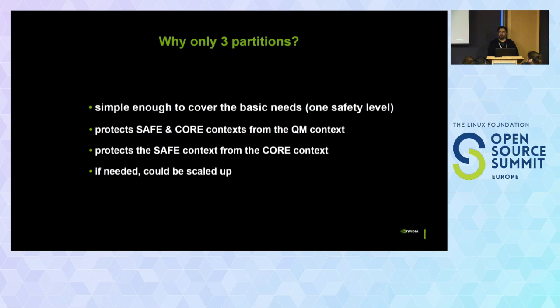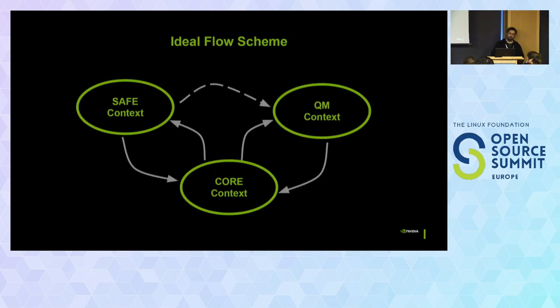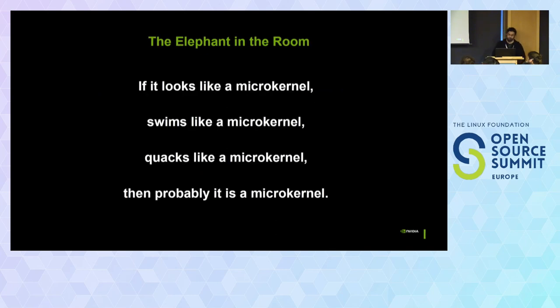Well, as I said, I'm trying to keep it simple, so three partitions for those reasons. But there's nothing that would prevent having more, other than it's just more coding. And this is what we would like to have in an ideal situation, where there is limited interaction between these contexts. For example, the safe context might affect the QM context, but certainly the QM context cannot affect the safe context.